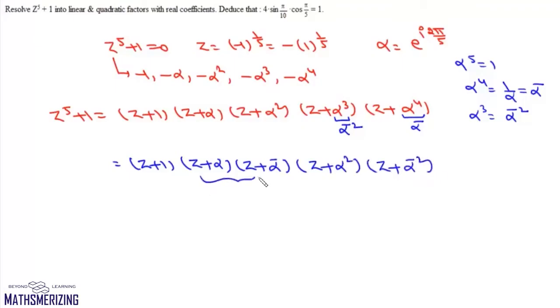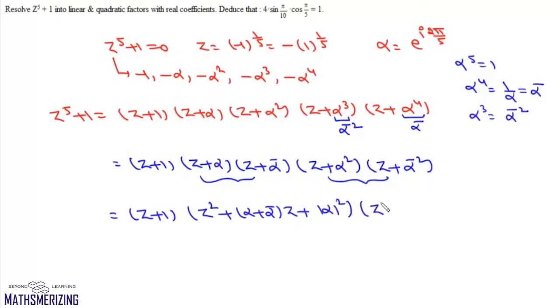Now we'll multiply these two factors and the other two factors. So we can write this as (z + 1)(z² + ᾱz + |α|²) and then (z² + ᾱ²z + |α|⁴).